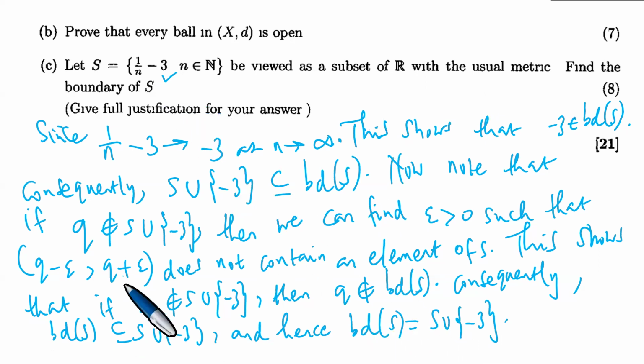Okay, now let us go through this. Since 1 over n minus 3 approaches minus 3 as n approaches infinity, because if n approaches infinity, then 1 over infinity becomes 0, giving us minus 3. This shows that minus 3 is an element of the boundary of S. Consequently, we can take S now and include the minus 3. And therefore, we're going to find that S together with minus 3 is a subset of the boundary of S, because it is just S with minus 3, and potentially the boundary of S has more points than just the additional minus 3 to the set S. Therefore, it makes sense to say the S union the point minus 3, the set that contains only 1 point, is a subset of the boundary.